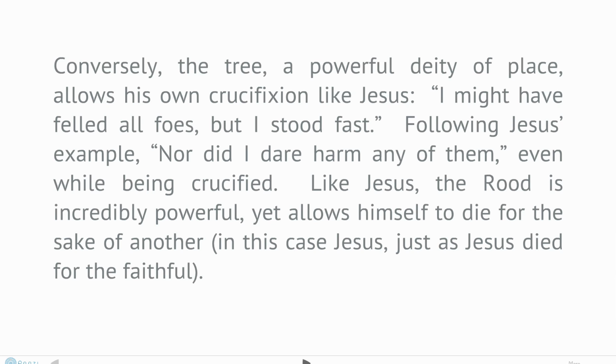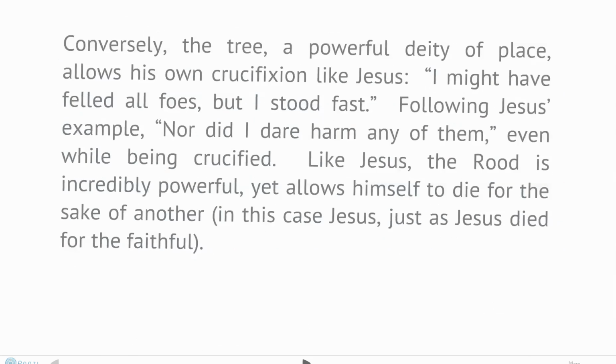That he follows Jesus's lead. I didn't harm any of them, even while being crucified. So like Jesus, an incredibly powerful deity, he allows himself to die for the sake of another, in this case, just as Jesus died for the faithful. You can see a transition happening here, right? So this powerful deity is not acting the way a warrior would act, but is acting in this new way. He's taking on characteristics that are distinctly not pagan at all, that are central to Christianity.